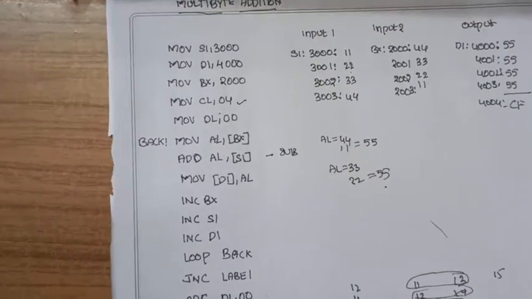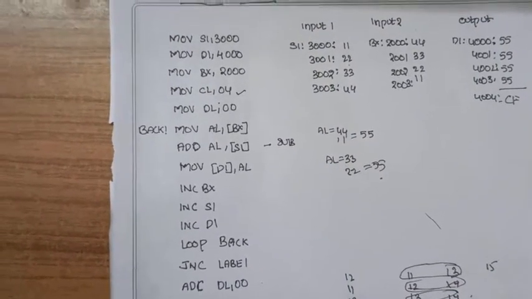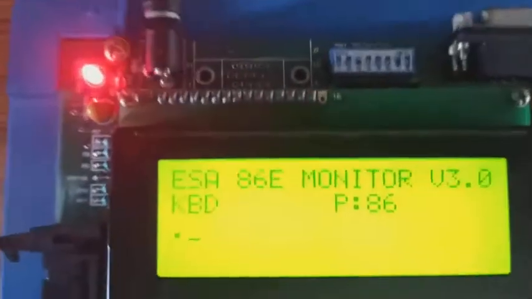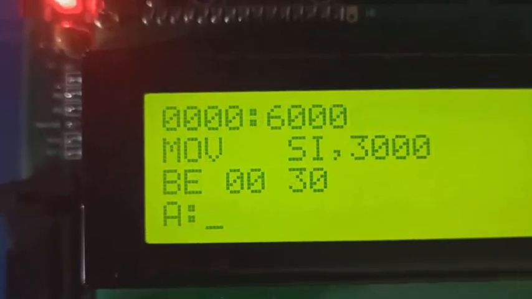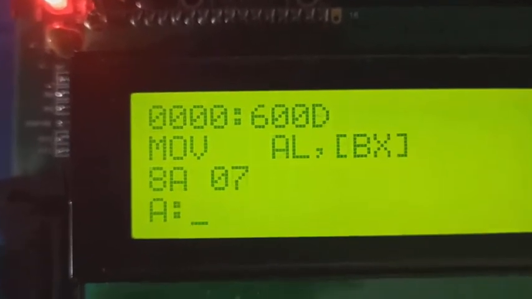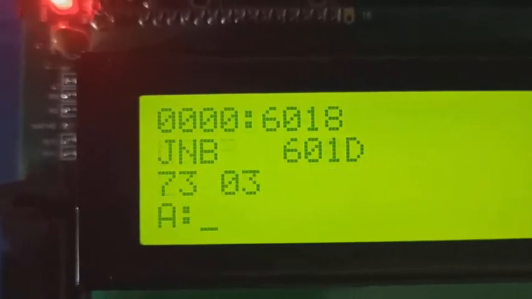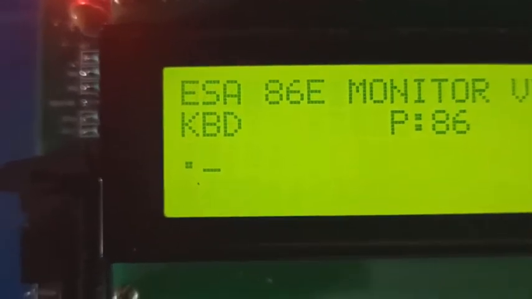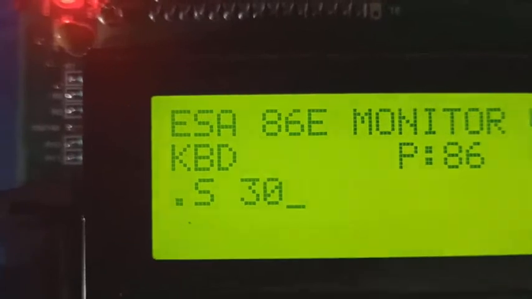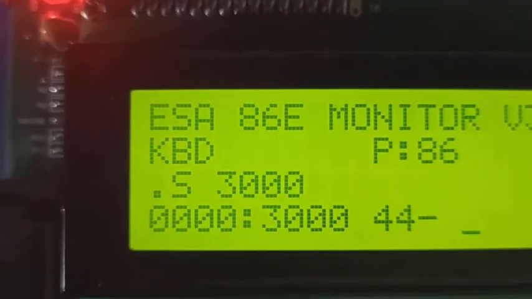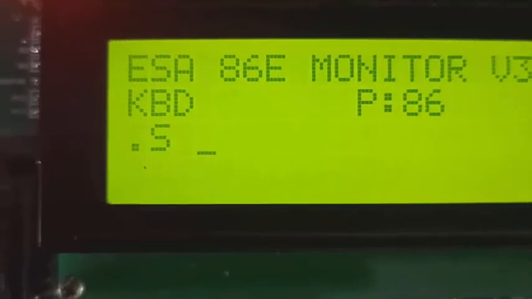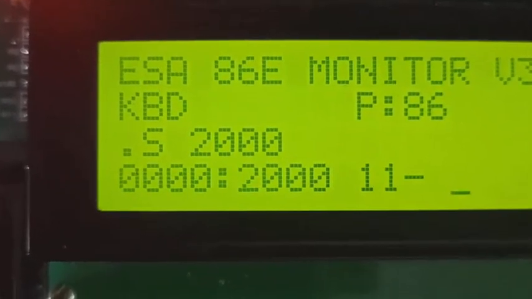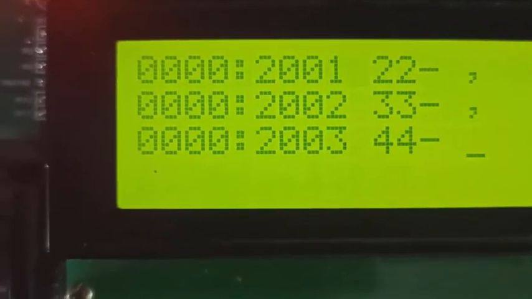Now let us see how this program is executed for the given inputs. I have selected memory location 6000 for entering the program, and I have already entered the whole program. Now the inputs: S space 3000. I have given 44, 33, 22, 11, and another input in location 2000, I have given 11, 22, 33, 44.